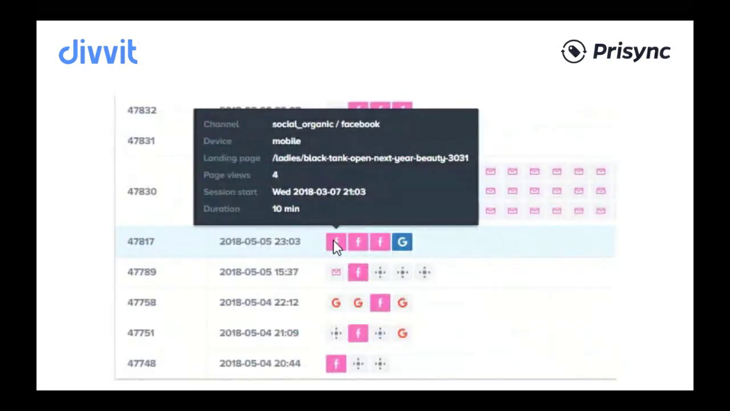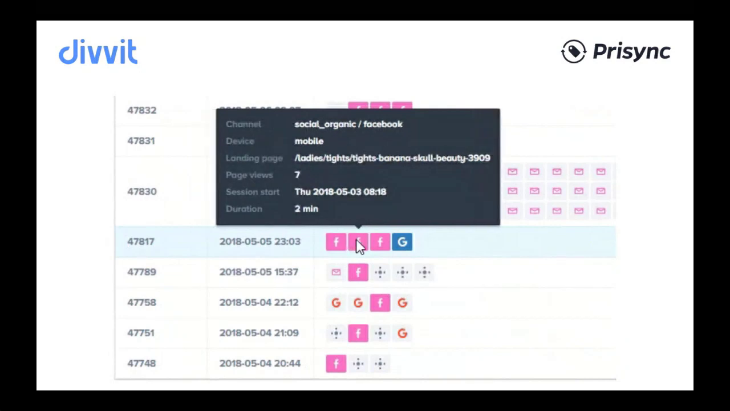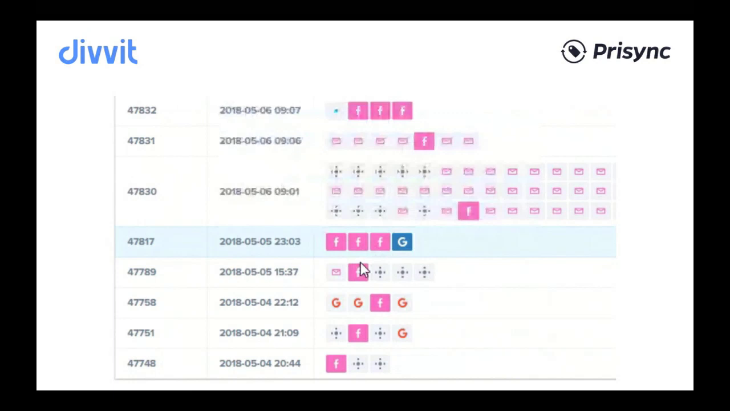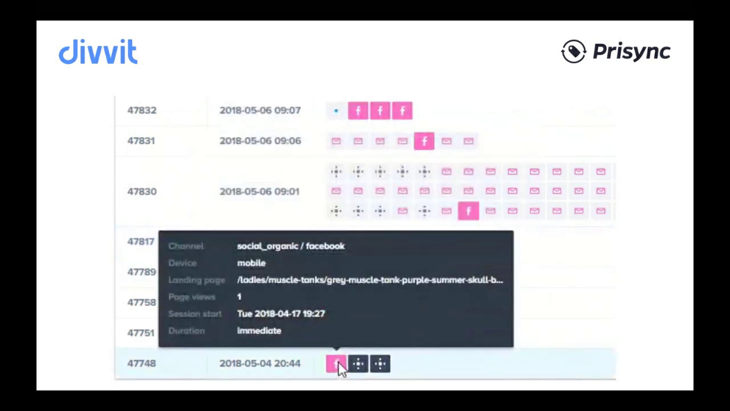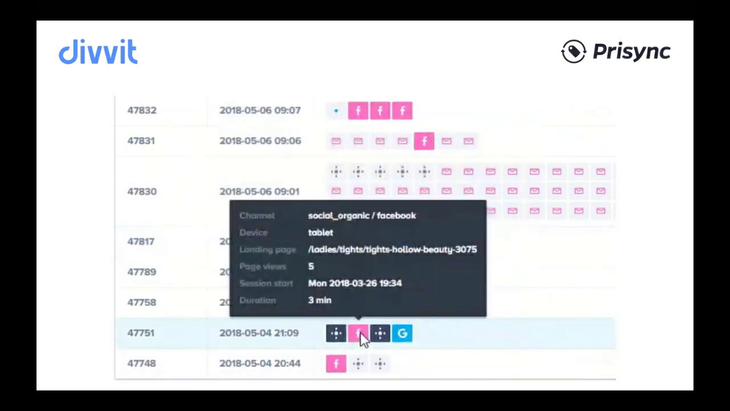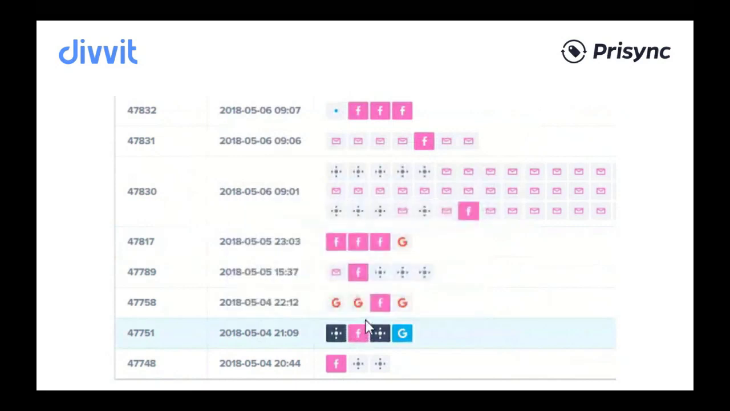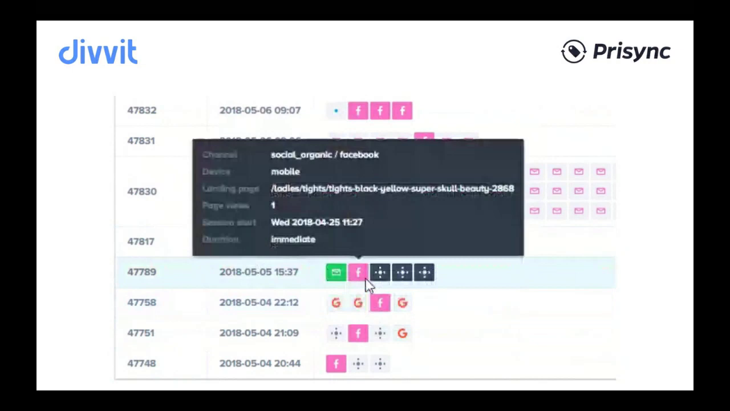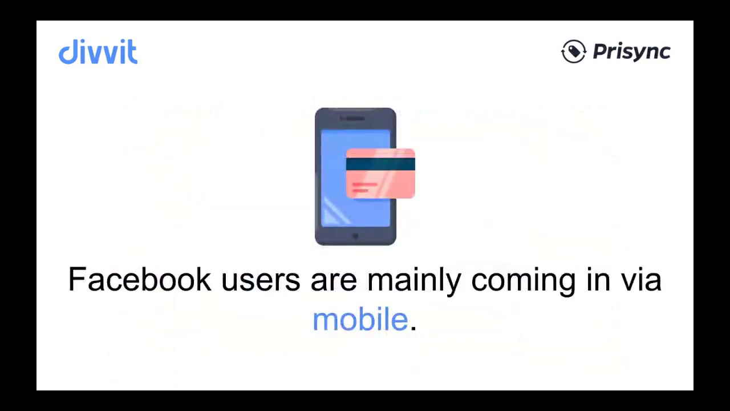So here we've taken just a closer look at each of these touch points. We can see that we've got a couple of bounces, low quality touch points, but ultimately Facebook plays a substantial role with several page views and longer sessions. But there's something that's really popping out at me as we look through these different touch points. Facebook users are mainly coming in via mobile. That's it. We can see that this might be a mobile UX issue.